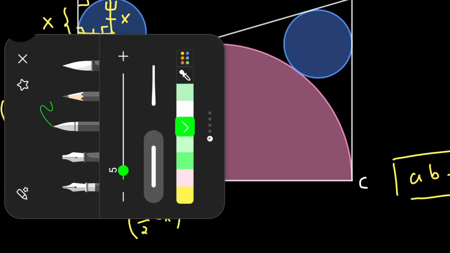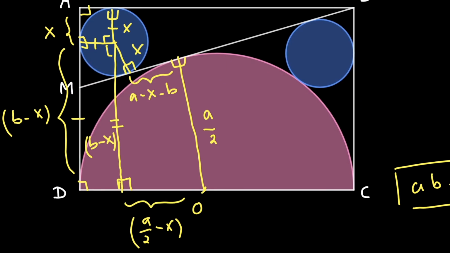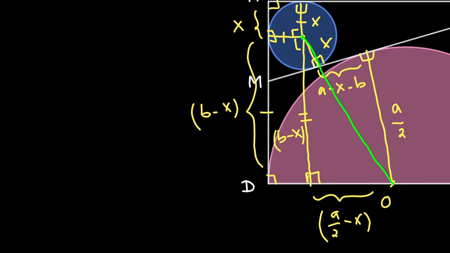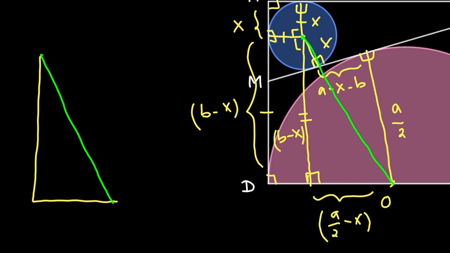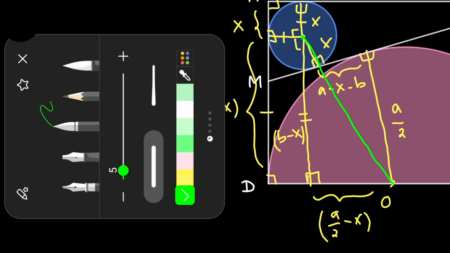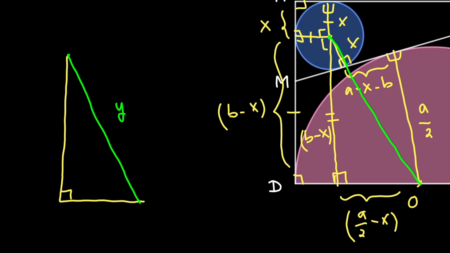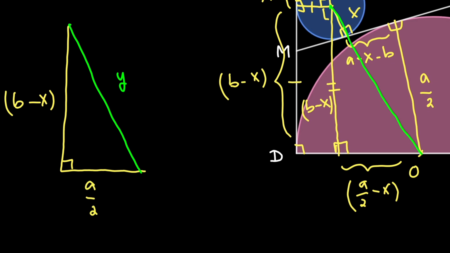Now I will simply draw a line segment joining the center of this blue circle and the center of the semicircle. Now look carefully at this green line. It is the hypotenuse for this right angle triangle. So let me just draw this right angle triangle outside. This is the height, this is the base, and we have the hypotenuse like this. The length of the hypotenuse we don't know, so let it be equal to y. The height of this right angle triangle is b minus x. The base of this right angle triangle is a upon 2 minus x.